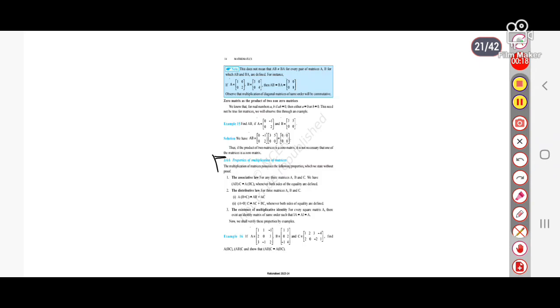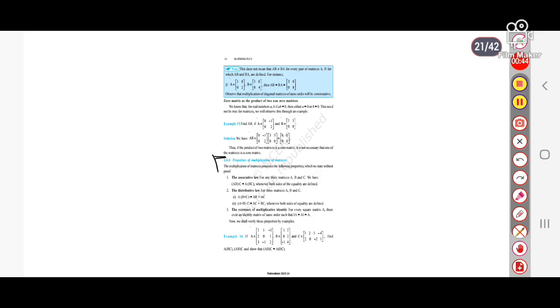Now there are three laws or properties stated for multiplication of matrices: the associative law, the distributive law, and the existence of the multiplicative identity. These laws are studied by us in the lower classes also, the associative law, distributive law, commutative law, etc. The same thing applies here in the case of multiplication of matrices, which we're going to see.